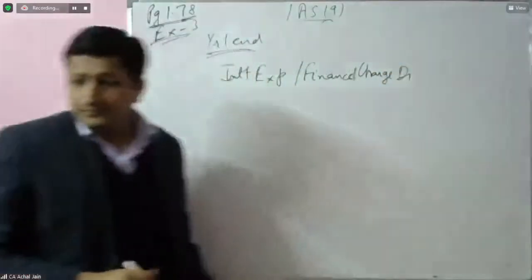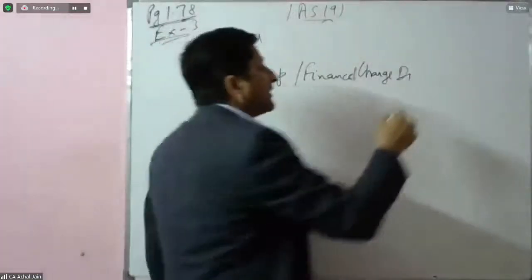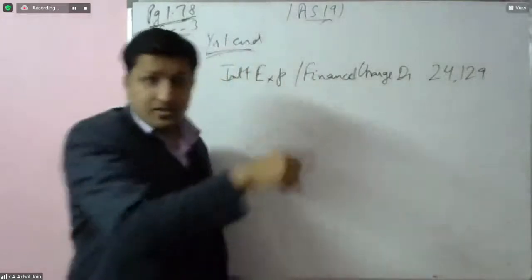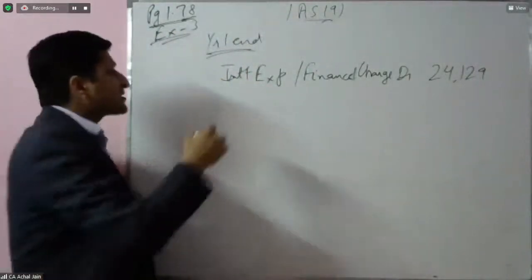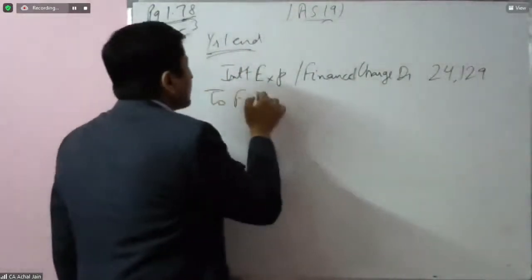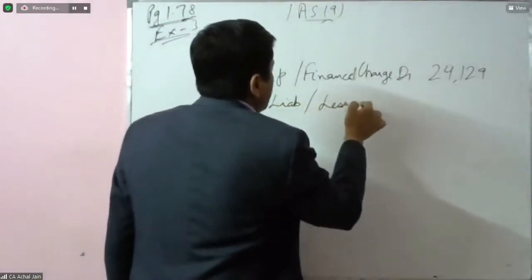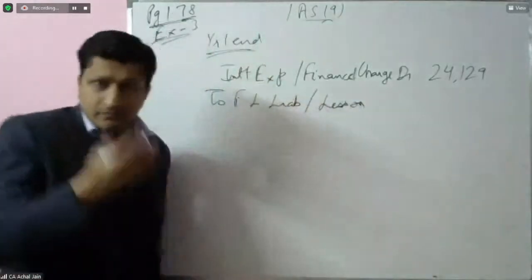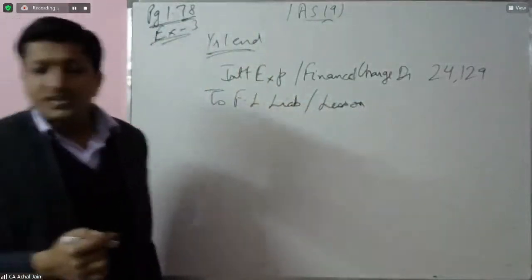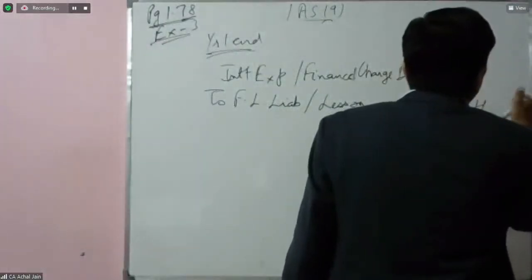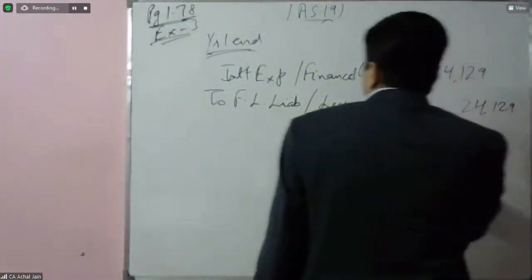Debit 24,129. How do we get this figure? We have already computed this. And with this, what will happen? Finance lease liability will increase, or you can say lessor will increase. The outstanding balance will increase. Credit 24,129.